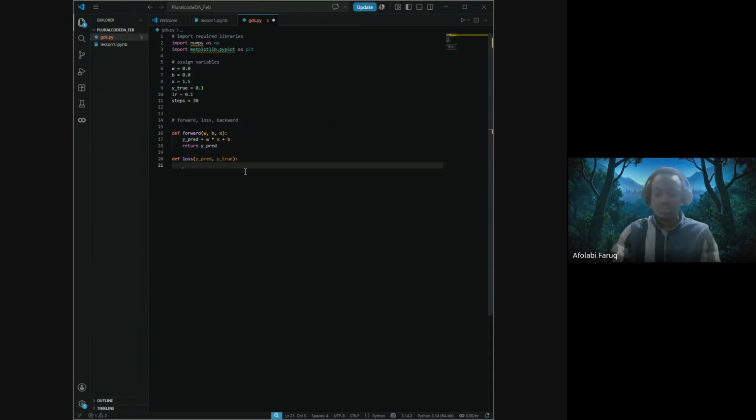Sorry, we are not implementing the mean square error here. We are just returning the square of the difference between the actual and the predicted. Why? Because we want to filter out negative values. So we have y pred minus y true, and we raise that to the power of 2. So yes, square that.